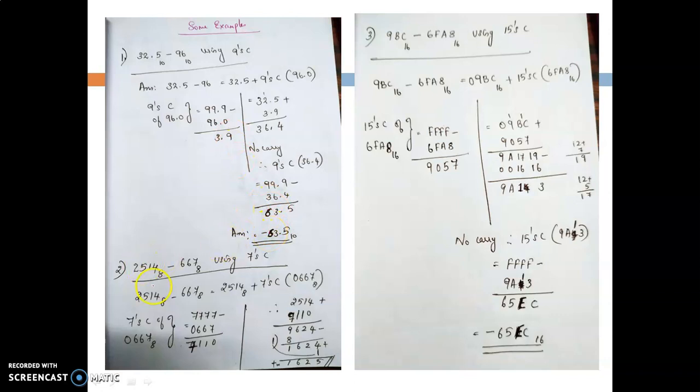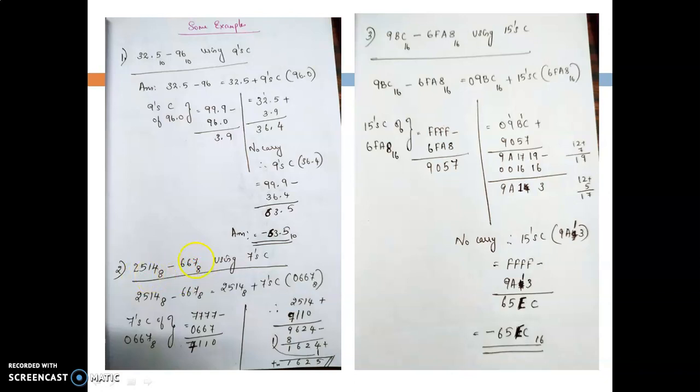Similarly, here we have 2514 in base 8 minus 667 in base 8 using 7's complement. So you need to find the 7's complement of 667. How will you find that? Before finding the 7's complement, you have to make sure the number of digits in 667 and this number are the same.